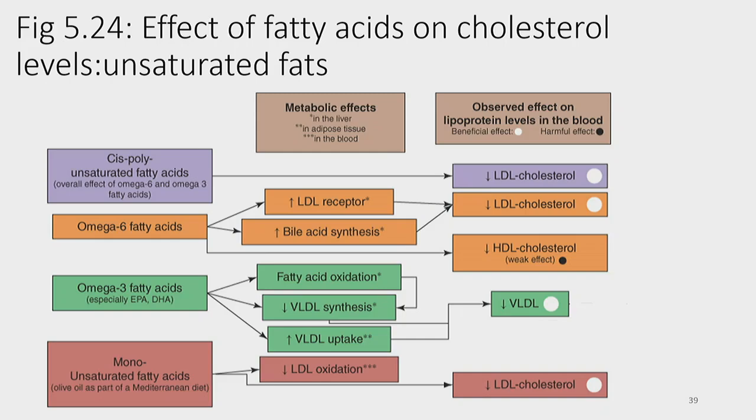The last type, here in the red, is the monounsaturated fatty acid, which is rich in olive oil and avocado. This type of fatty acid decreases the LDL oxidation, and we saw that LDL oxidation is important in developing atherosclerosis, right? So in this case, this is helpful, and there is another mechanism by which the monounsaturated fatty acid decreases the LDL cholesterol in the blood. I'm not going to explain that mechanism, but the others are important. Clear?